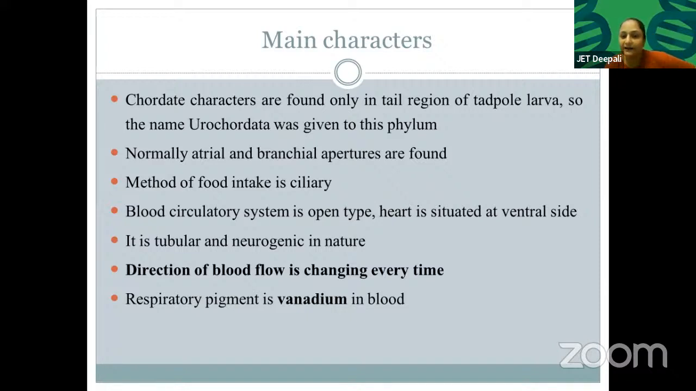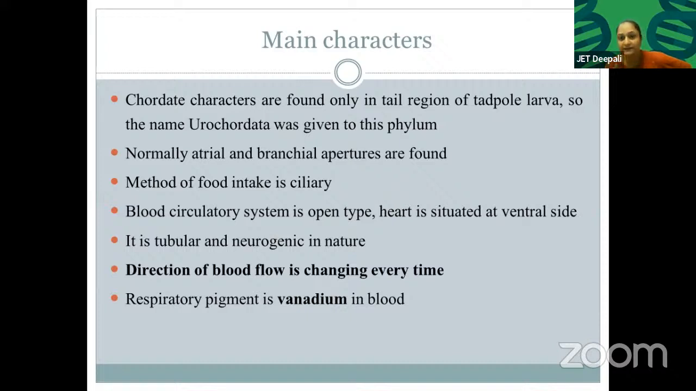Normally atrial and branchial apertures are found. What are atrial and branchial apertures? Atrial relates to the atrium, and branchial relates to gills. Method of food intake is ciliary, through the cilia. Blood circulatory system is open type. Heart is situated at the ventral side. See, one more characteristic like higher chordates. It is tubular and neurogenic in nature. Heart is tubular, made up of tubules.